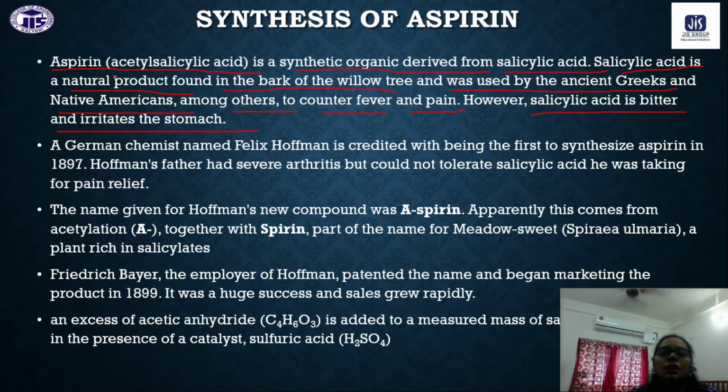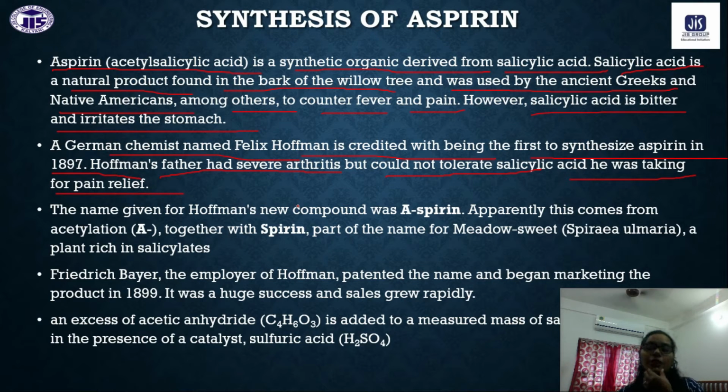A German chemist named Felix Hoffmann is credited with being the first to synthesize aspirin in 1897. You can imagine, in 1897, the scientist Hoffmann synthesized aspirin. Hoffmann's father had severe arthritis but could not tolerate the salicylic acid he was taking for pain relief.